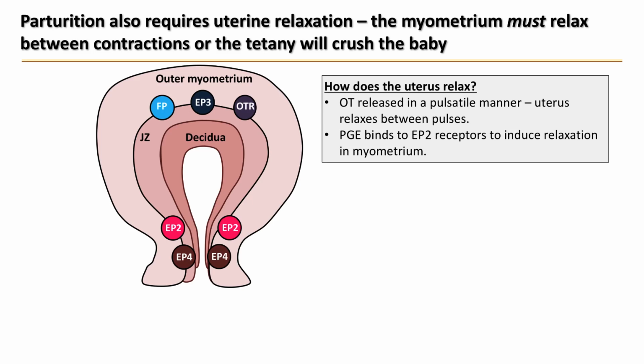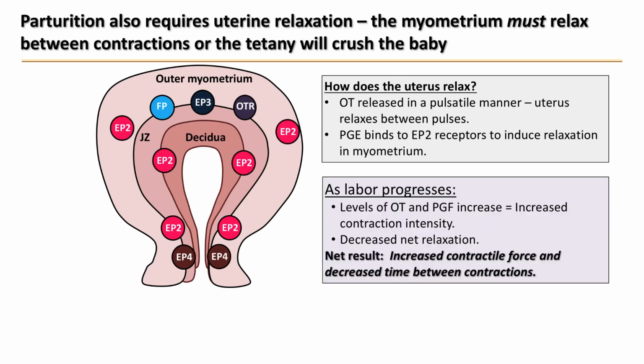Okay, so yes, oxytocin is causing contractions, but recall that it is being released predominantly in a pulsatile manner. This does allow the uterus to relax. There's also some upregulation of EP2 in the fundal and upper segment layers, and this in itself will also counteract the effects of binding with EP3 to help induce relaxation. As labor progresses, levels of oxytocin and PGF increase, and thereby we will increase contraction intensity, leading concomitantly with a decreased net relaxation, at least in the fundus and upper segment.